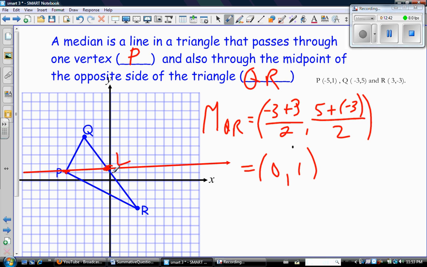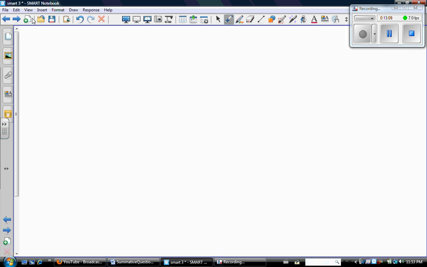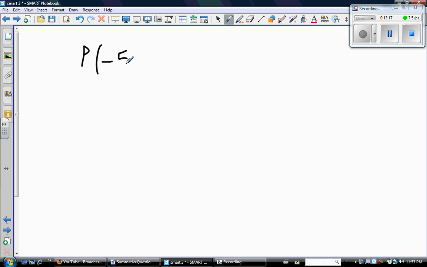So now I know that this line, the median from P, passes through P right here. There's the coordinates. And L right here. Now, some of you may already be noticing what makes this line a little easier to work with algebraically if you look carefully at the y-intercepts. But let's pretend we don't notice, just in case people don't notice. I have point P at the point negative 5, 1. And I have the point L at the point 0, 1.